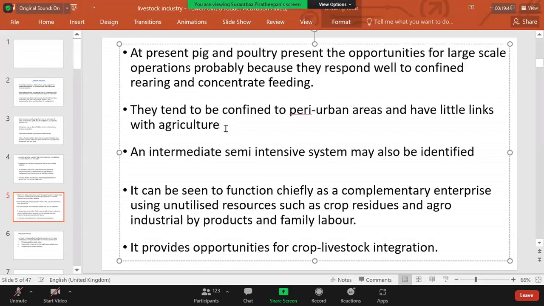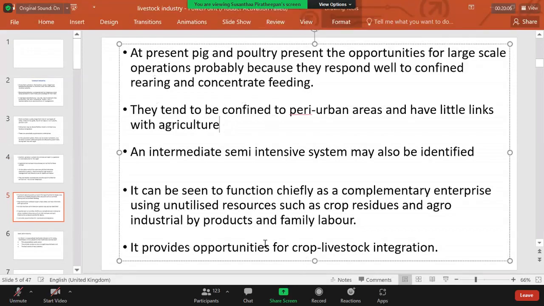An intermediate semi-intensive system may also be identified. It can be seen to function chiefly as a complementary enterprise using unutilized resources such as crop residues and agro-industry byproducts and family labor. So it provides opportunities for crop and livestock integration.